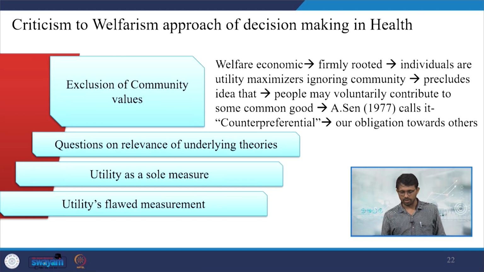Then the exclusion of community values. This is firmly rooted: individuals are utility maximizers, ignoring the community. So, this precludes the idea that people may voluntarily contribute to some common good, also mentioned in the works of Professor Amartya Sen in 1977. Sen calls this kind of problem counter-preferential, which means that obligations towards others should be emphasized. However, since we are addressing individual utilities, there might be a negligence of the community.